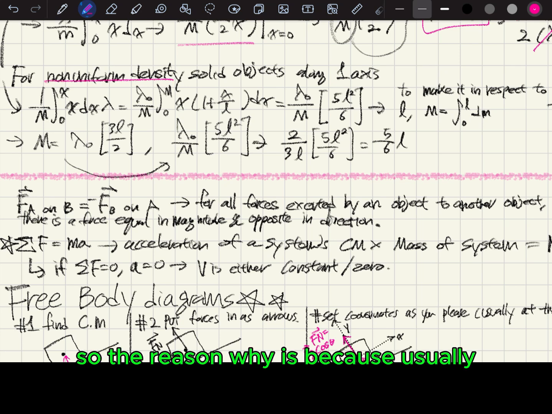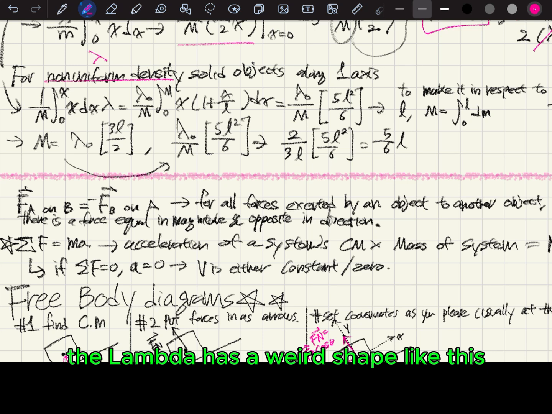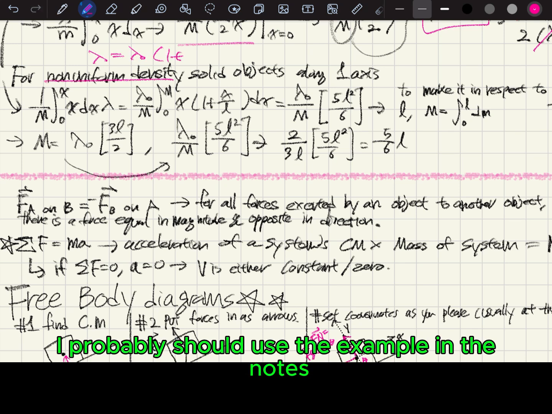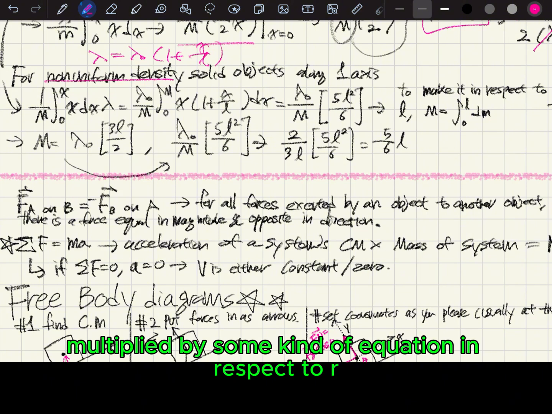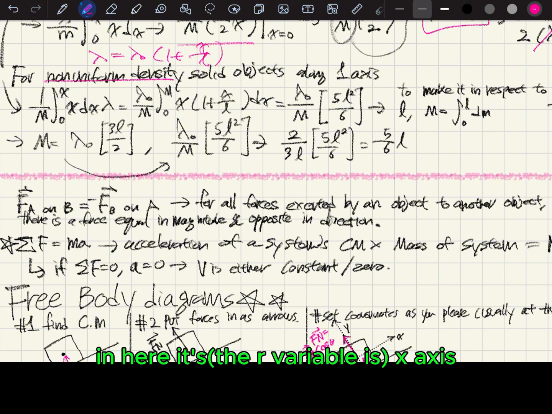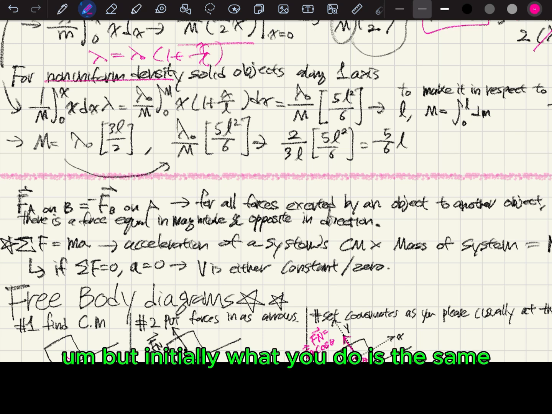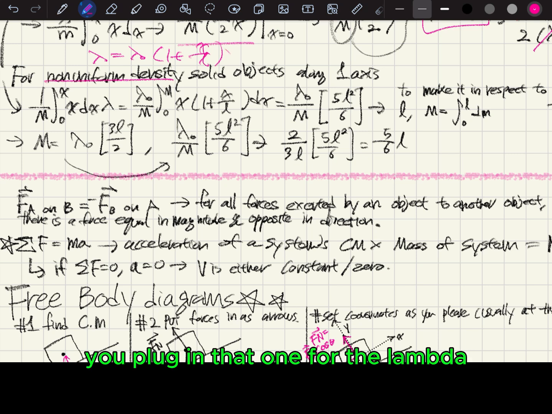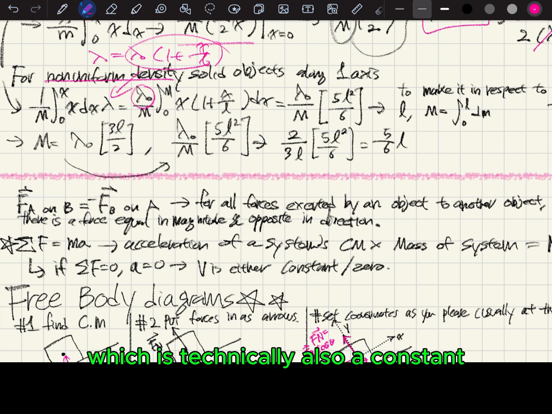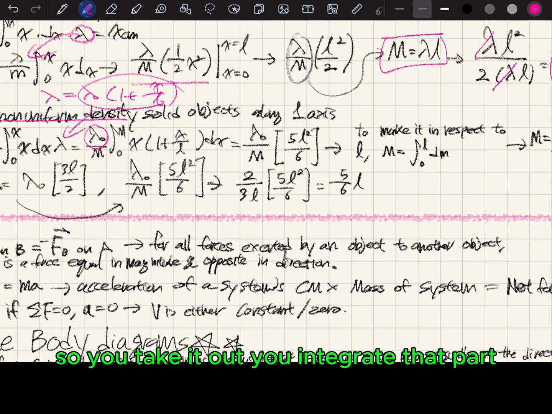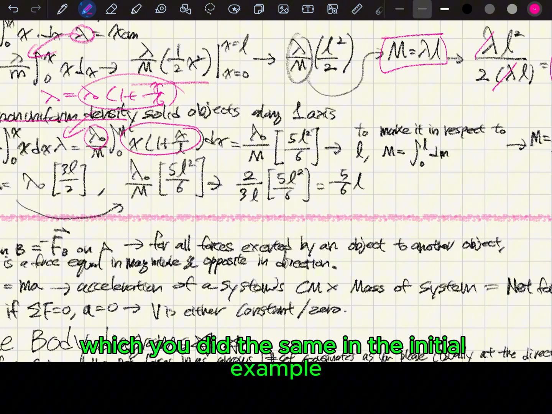The reason why is that usually the lambda has a weird shape like this. I probably should use the example in the notes. Like that, where it's lambda 0 multiplied by some kind of equation with respect to, in here, the x-axis. Initially what you do is the same. You plug in that one for the lambda, you get the lambda 0, which is technically also a constant, so you take it out. You integrate that part, which you did the same in the initial example.